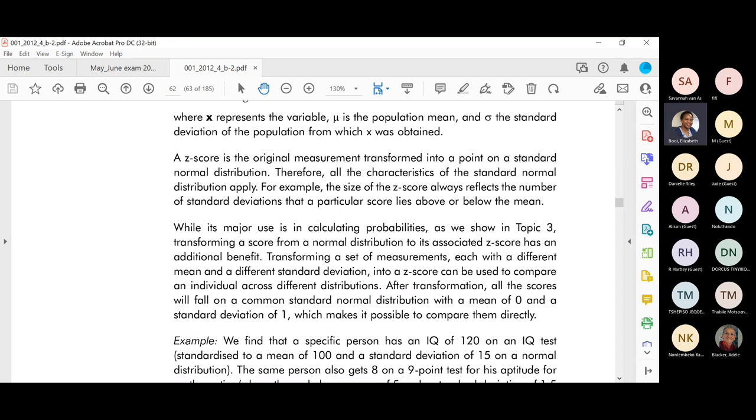Transforming a score from a normal distribution to its associated z-score has additional benefits. Transforming a set of measurements, each with a different mean and different standard deviation, into z-scores can be used to compare an individual's scores across different distributions. After transformation, all the scores will fall in a common standard normal distribution with a mean of zero and a standard deviation of one, which makes it possible to compare them directly.